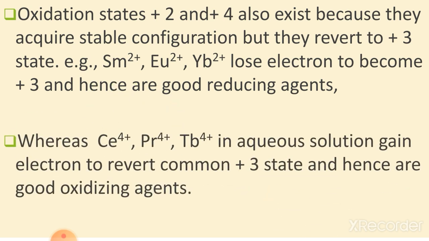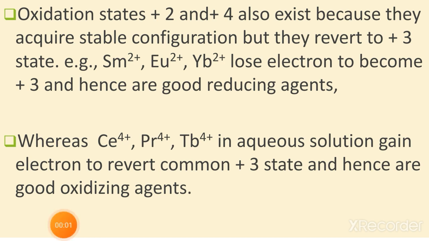So one question may arise: Eu2+, Sm2+, Yb2+ behave as which type of agent? You have to find that these elements belong to the lanthanoids and consider the stability of these lanthanoids in the +3 state. So that's why they can oxidize themselves, hence act as reducing agents.